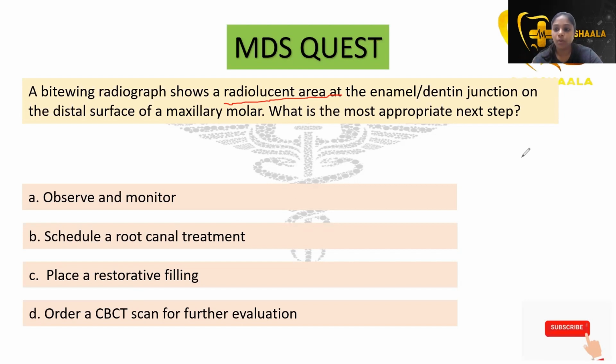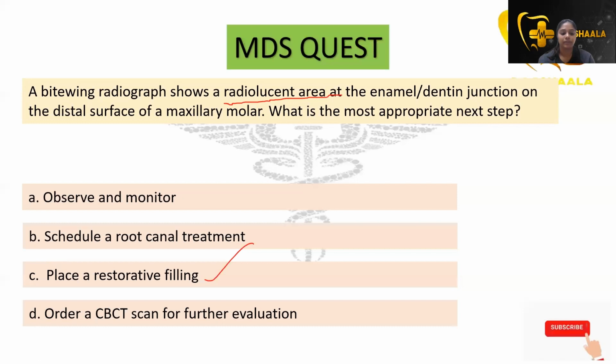So we will go immediately to make a cavity prep, right? We will prepare a test cavity there and see whether there is a cavity involving the pulp or not. If it's involving the pulp, we can see the involvement in the bite-wing radiograph itself. So the test cavity will let us know the depth above which it is involved. Based on knowing that, we can go for a restorative filling in that area.